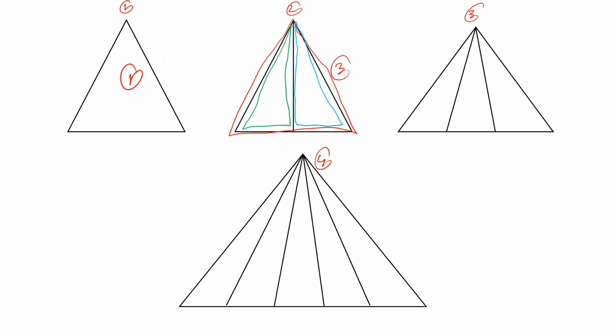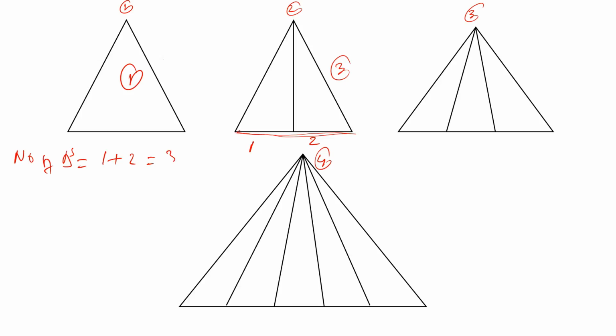So the formula is we have to count the bases of the triangle. Here is the base of a triangle. This is the base of a triangle. So we have to count how many bases are there. This is 1 and this is 2. So the number of triangles is equal to 1 plus 2, that is 3. So there are 3 triangles in figure number 2.